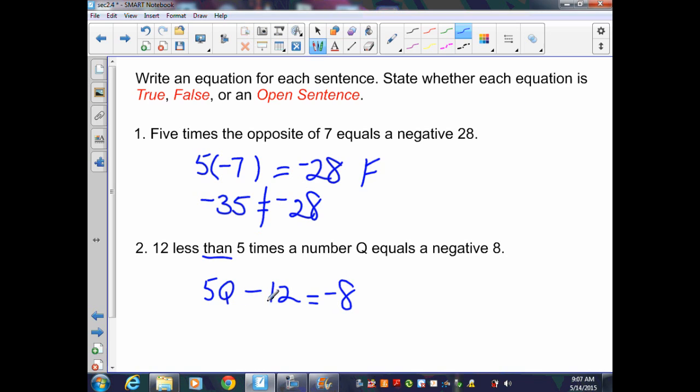Here I have on the left side of my equation a variable expression, on the right side a numerical expression. I can't determine whether it's true or false, so this is an open sentence.